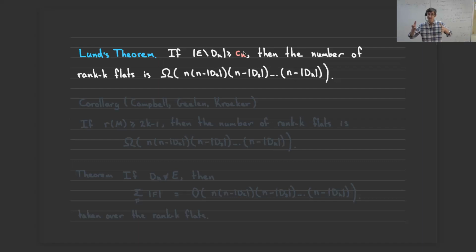Then the number of rank k flats is what you would by now expect it to be. Right, that's the same kind of form as we've seen in the lines and planes case. So that was the result that Lund proved. For planes, our result has a C3 equal to 1, and his result has some arbitrary constant.